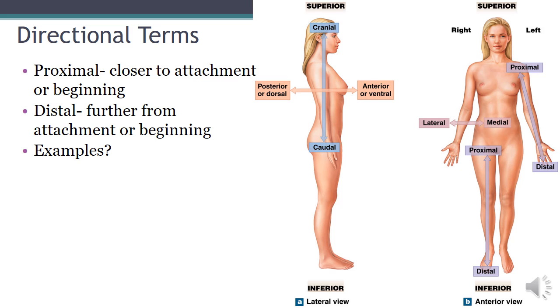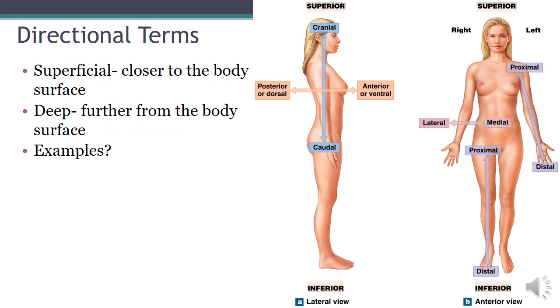So proximal and distal are special. They're for limbs and tubes. Next set of directional terms are superficial and deep. Superficial means closer to the body's surface, and deep means further from the body's surface.